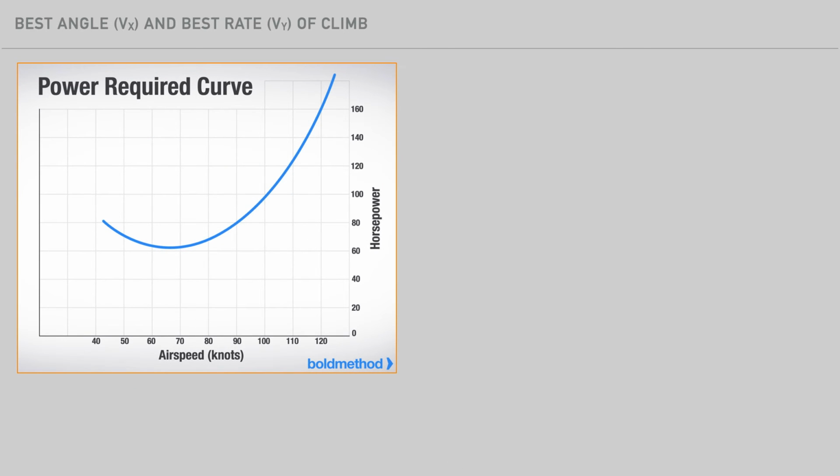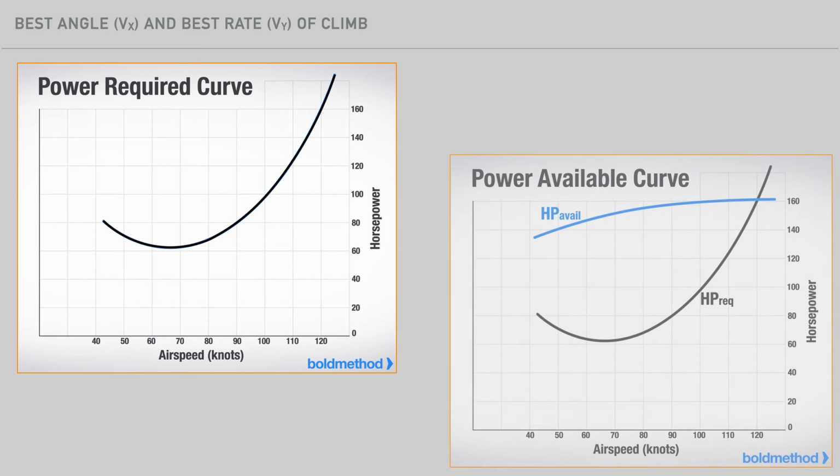Whereas Vx is related to excess thrust or force, Vy is related to excess power. To figure out Vy, we begin by drawing a power required curve. Power is the work done per unit time, so we can compute the power required by multiplying the total drag or thrust by your airspeed. Next, we plot a power available curve, which is thrust available multiplied by the airspeed.